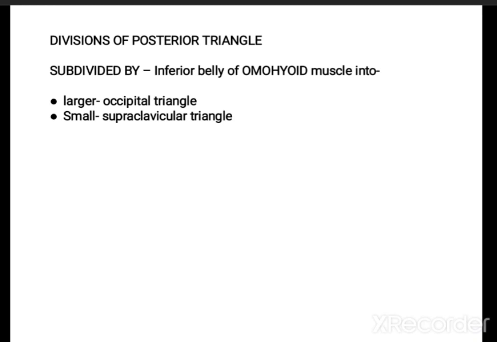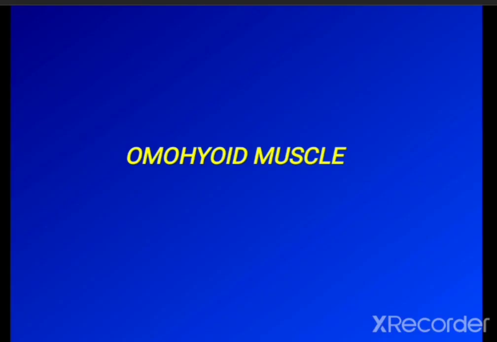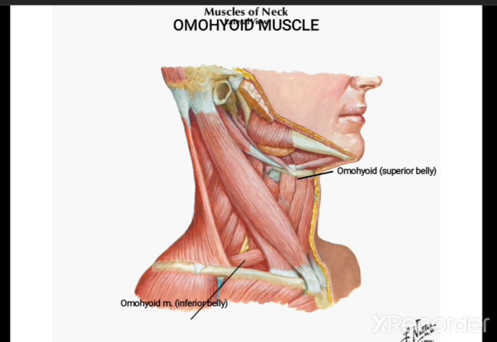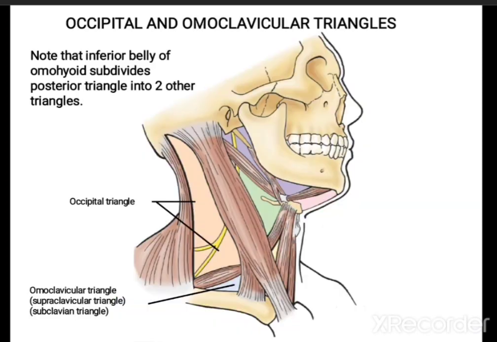Now the division of the posterior triangle. The posterior triangle is subdivided with the help of the inferior belly of omohyoid into a larger triangle and a smaller triangle. The larger triangle is above, which is known as the occipital triangle, and the lower triangle is below, which is known as the supraclavicular triangle. Now the omohyoid muscle. Here we can see the inferior belly of the omohyoid, the small belly. This is dividing the posterior triangle into the occipital and the supraclavicular triangle. So here we can see the two triangles of the posterior triangle, supraclavicular and the occipital triangle.